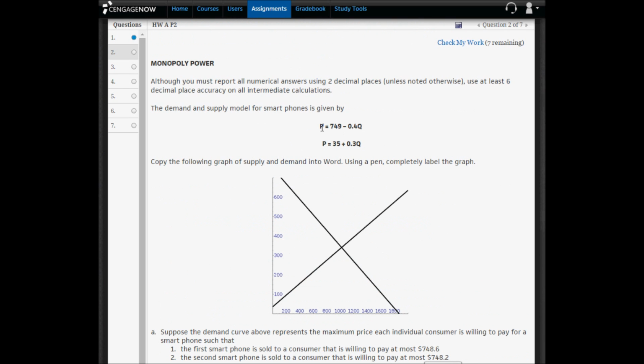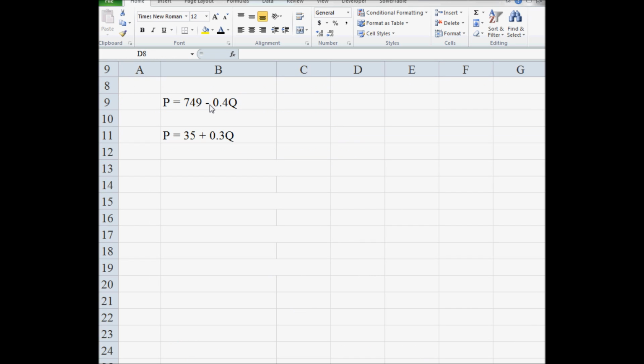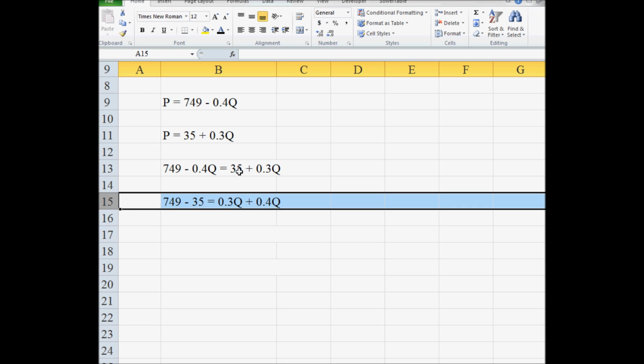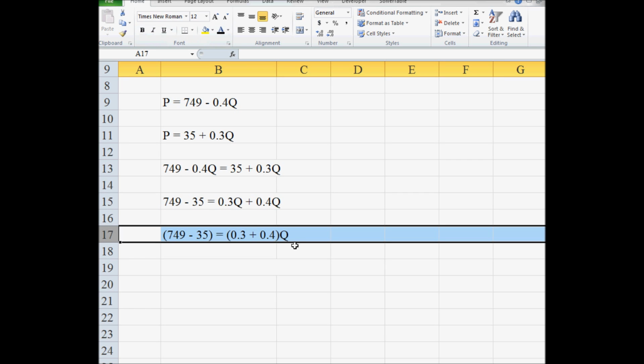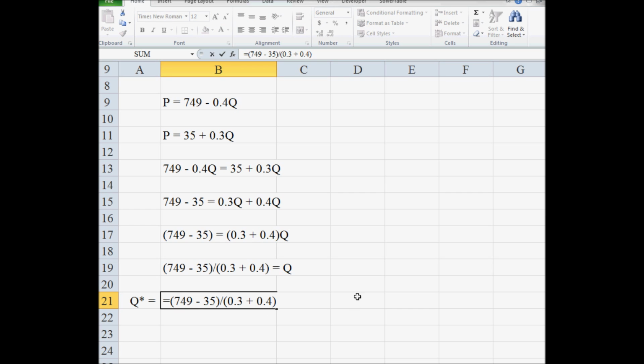In order to compute the equilibrium quantity for a first-degree price discrimination monopolist, we have to copy the demand and supply curve into Excel and then solve for Q. I've copied the demand and supply curve from the problem into Excel, and then I set demand equal to supply. And then I subtract 35 to the left and add 0.4Q to the right. Then I factor the Q out on the right. And then I divide both sides by this coefficient of Q. So the equilibrium quantity is 1020.